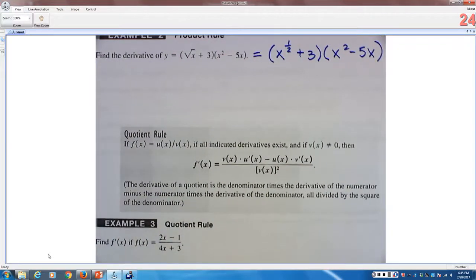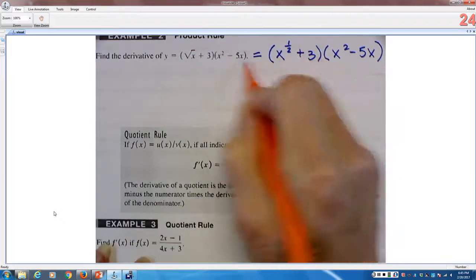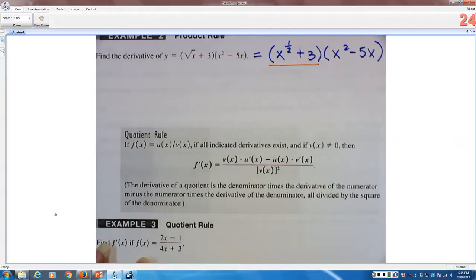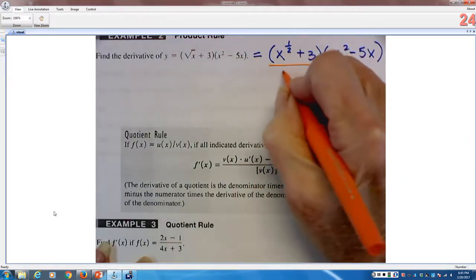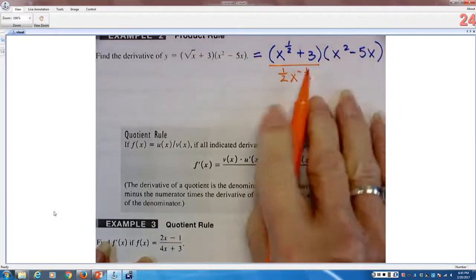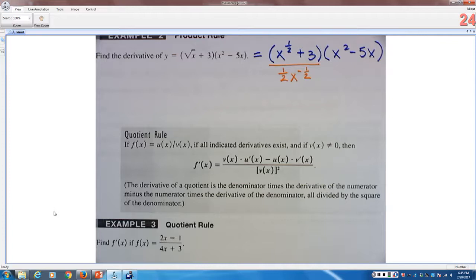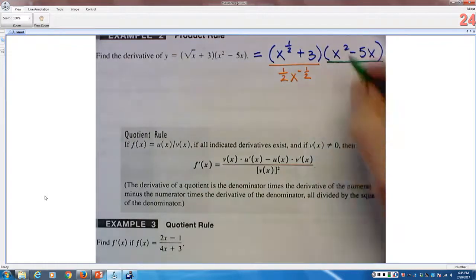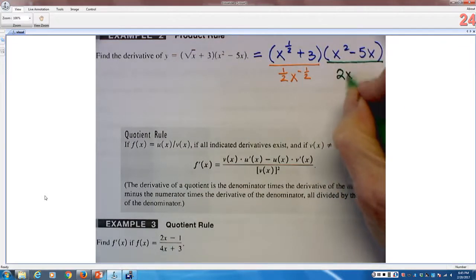And that's just so that it'll be easier to actually do the derivatives. And then a lot of times what I'll do, while I've still got it written like that, is go ahead and write underneath each factor its derivative. So 1/2 times x to the negative 1/2. And of course the 3, its derivative is 0, so it just disappears. And then x squared minus 5x, its derivative is 2x minus 5.